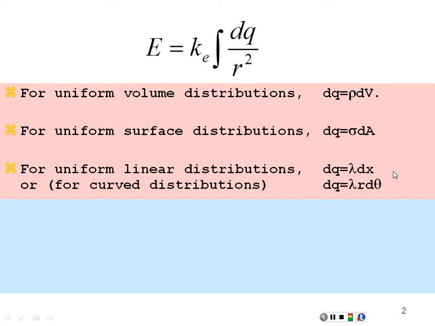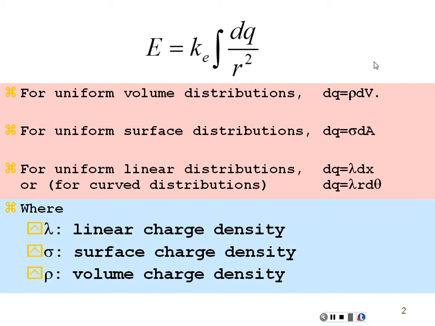Or if it were a curved linear distribution, it would be our lambda, the charge per length, times the length of the arc, which would be the radius of the arc times our change in angle, d theta, in radians. So that's just the charge per length times the length of the arc. So lambda is our linear charge density, sigma is our surface charge density, and rho is our volume charge density.